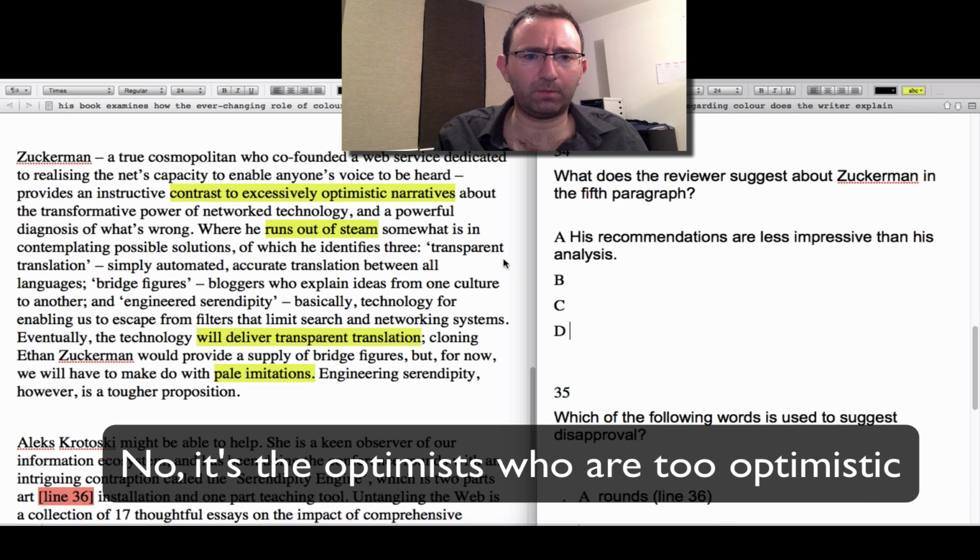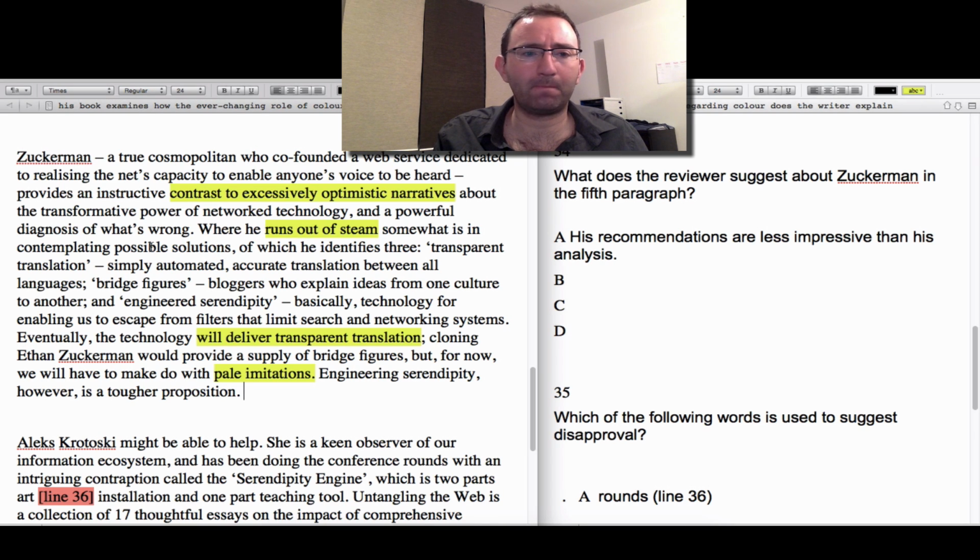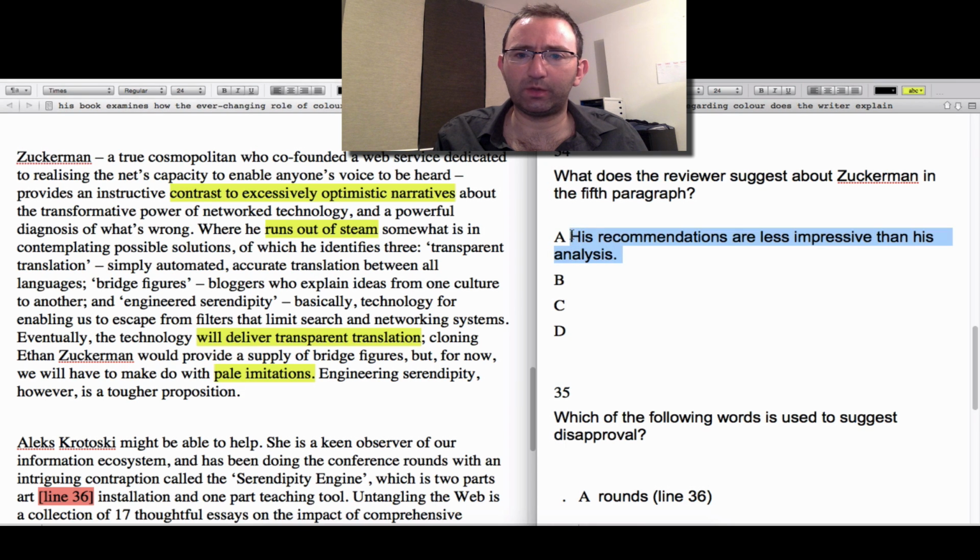Yeah, so basically his analysis is good, but where he runs out of steam is in contemplating possible solutions, which here is like the synonym for recommendations. So his solutions aren't as good as his analysis. Great.